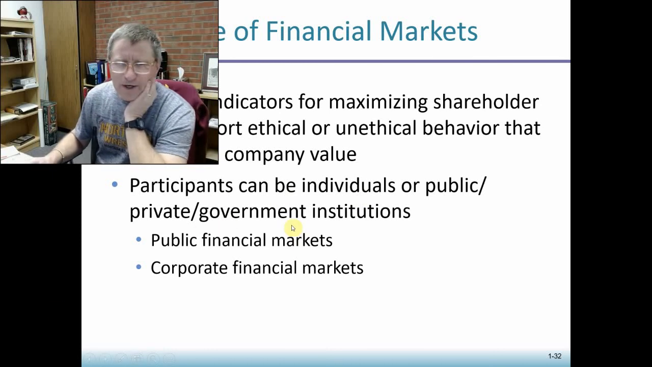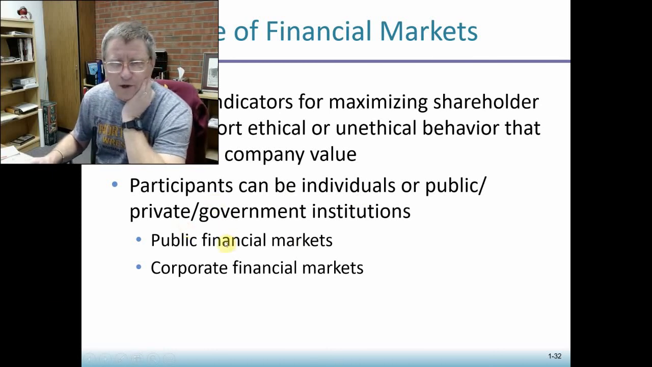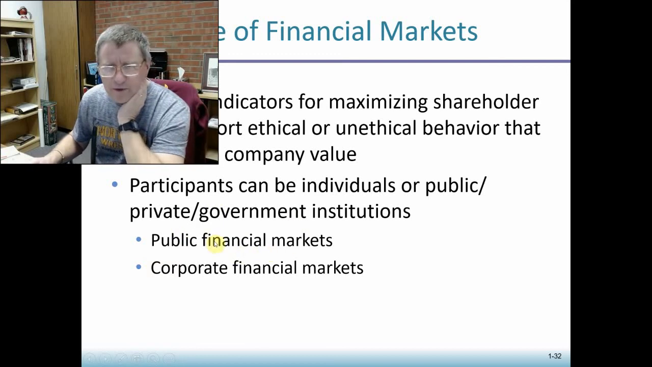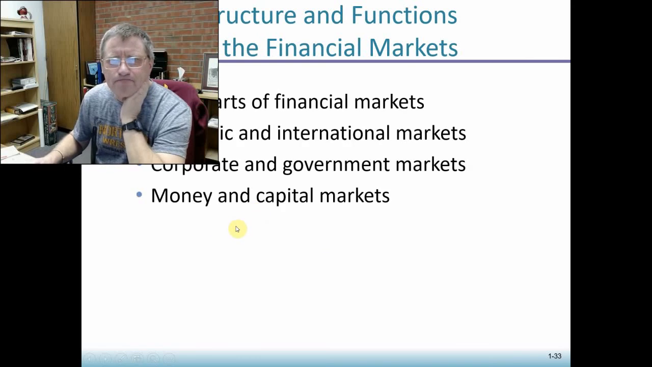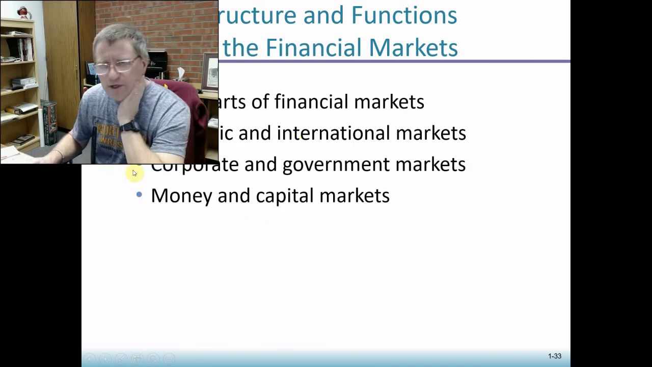So you got public financial markets and corporate financial markets. Public markets would be bonds and whatnot, government institutions. Our government borrows a lot of money, and so we can buy bonds in that, as do smaller government entities, states, local types of things. And then you got corporate. There's domestic and international, of course, corporate and government. We kind of talked about that.